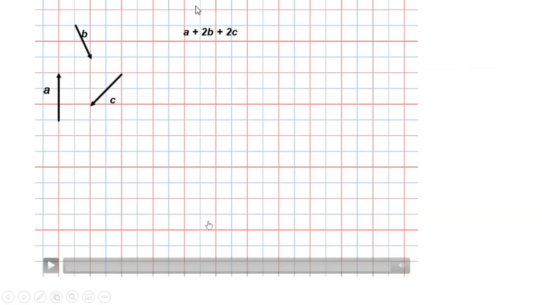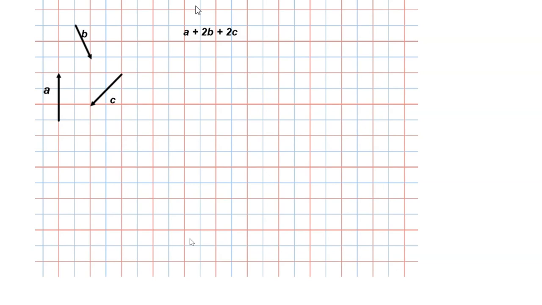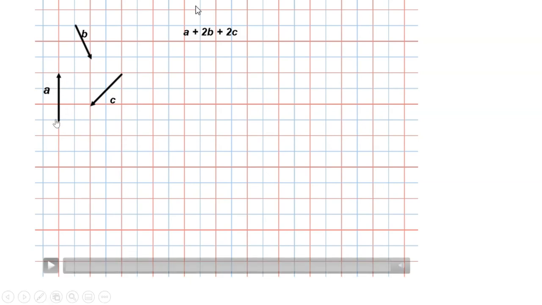Okay, so here's a little graphic that shows you how we can add some vectors together. I'm just going to play the graphic so you can see exactly what it does. I'm going to take vector A, which is this vector right here, and add it to two B's. I'm going to add two C's onto that, and from that, see what the result is of all of this. So here comes a little graphic that hopefully you can follow along with.